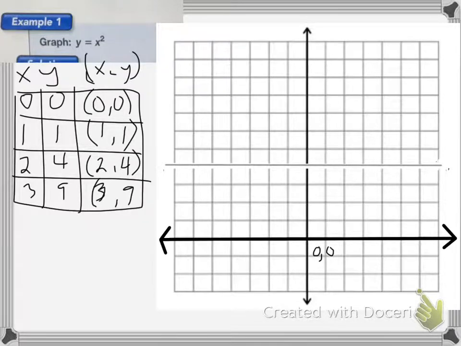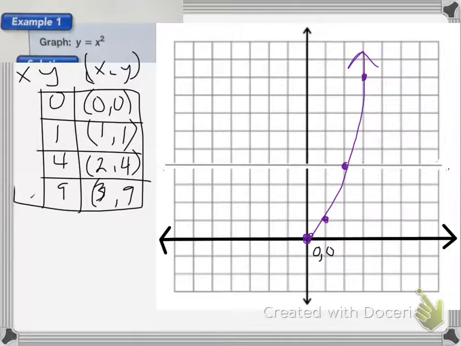Okay, if I was to graph that, I would start with 0, 0 here. Then I would go 1, 1, 2, 4, and then 3, 9. 6, 7, 8, 9 up here. Okay, so this is the first half of the graph. But I also have negative numbers. So I need to figure out what the negative numbers would be.